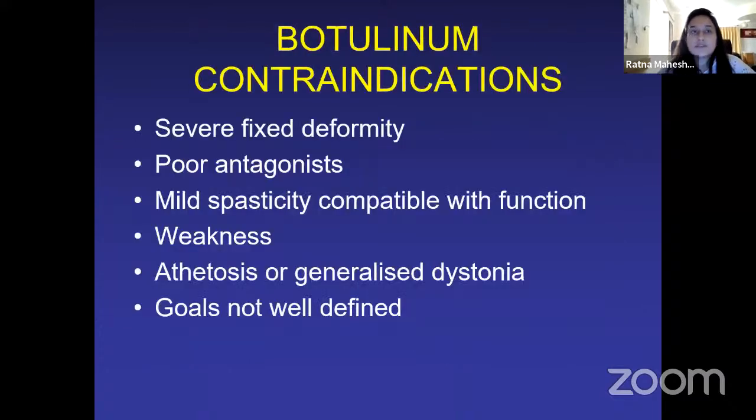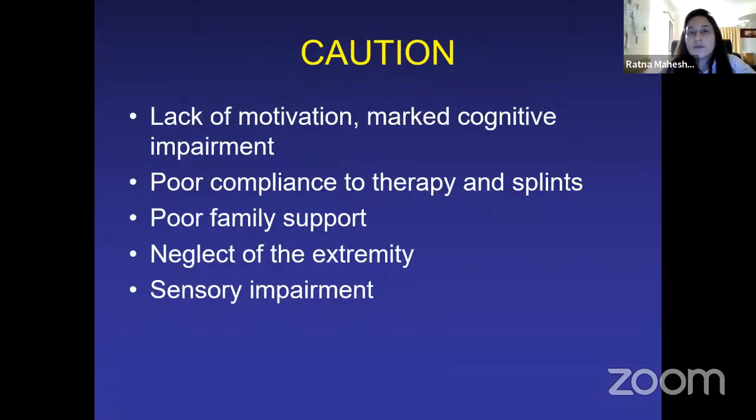Now, contraindications for botulinum would be severe fixed deformity, weakness, or mild spasticity which is compatible with function, if there is generalized dystonia, or we don't have well-defined goals. A word of caution in those who have marked cognitive impairment and are likely to have poor compliance to therapy and splints, or poor family support, neglect of the extremity and sensory impairment.